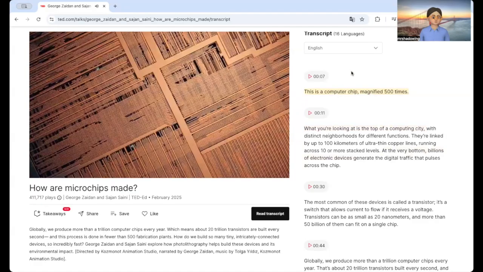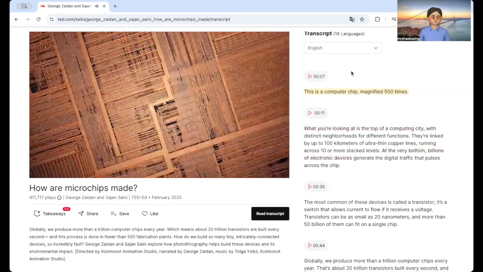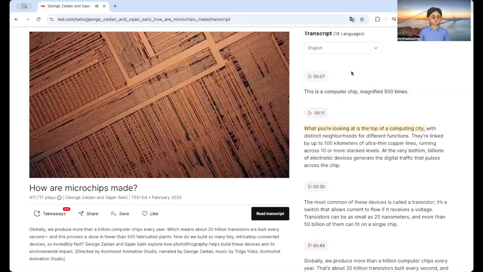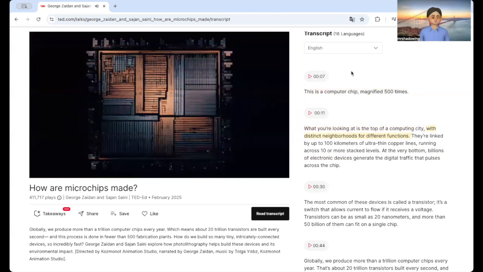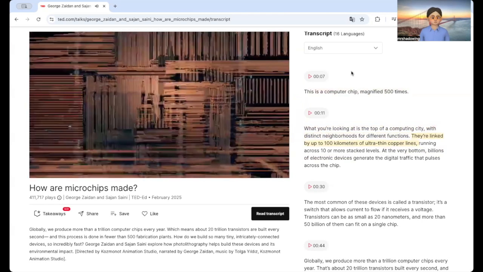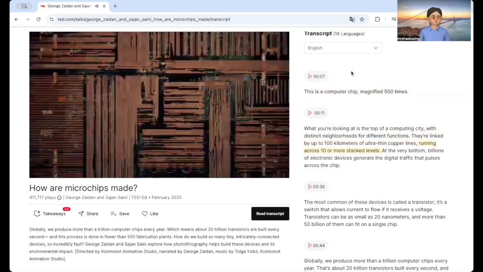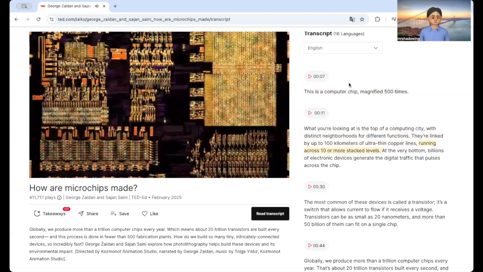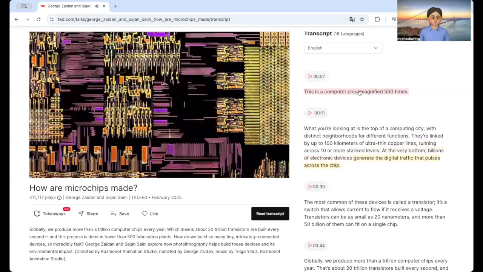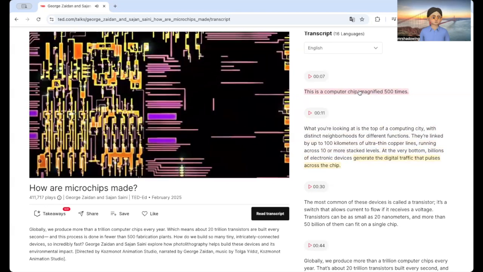This is a computer chip multiplied 500 times. What you're looking at is the top of the computing city, with distinct neighborhoods for different functions. They are linked by up to 100 kilometers of ultra-thin copper lines running across 10 or more stack levels. At the very bottom, billions of electronic devices generate the digital traffic that passes across the chip.